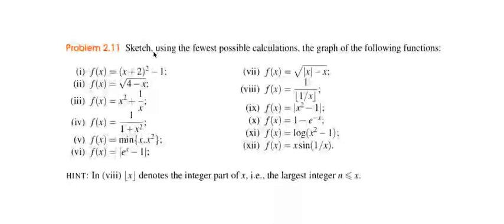2.11, sketch using the fewest possible calculations the graph of the following functions. And then we have 12 different functions and a hint for 8, which says that these brackets here denote the integer part of x. Okay, but we'll deal with that later on.